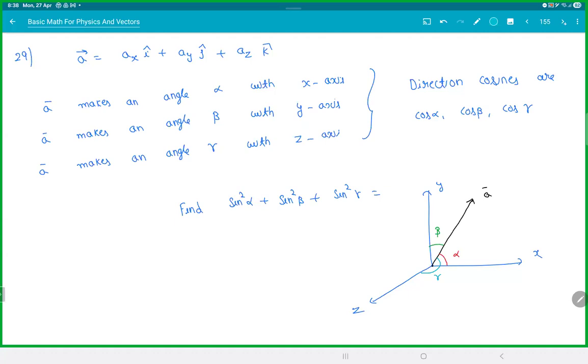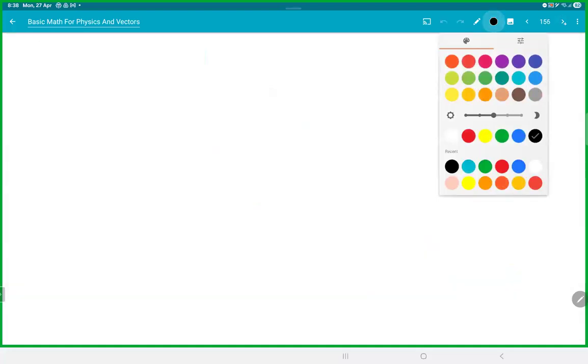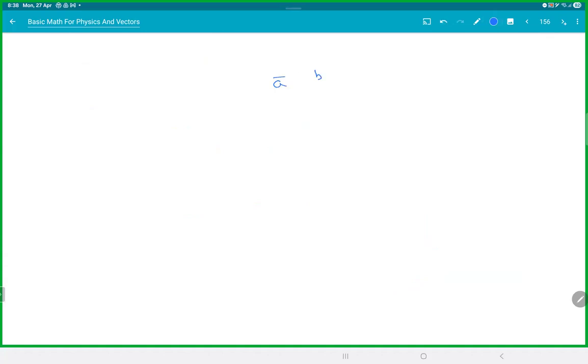Now, let me ask a simple question. If you're confused about how to start, suppose I give you a vector a bar and a vector b bar, and I ask you to find the angle between a bar and b bar, what do you do? We do the dot product. Remember, a bar dot b bar is mod a mod b cos theta. Isn't this how we find the angle?